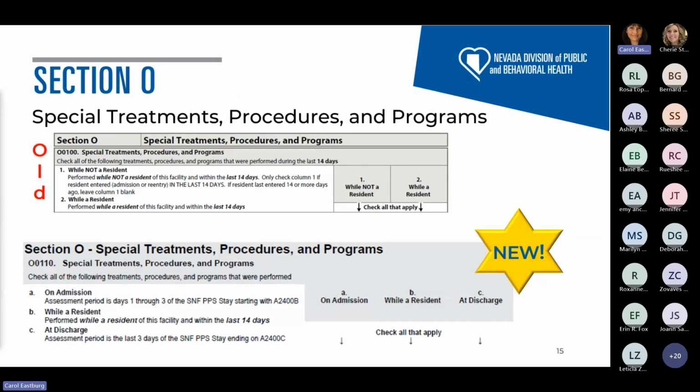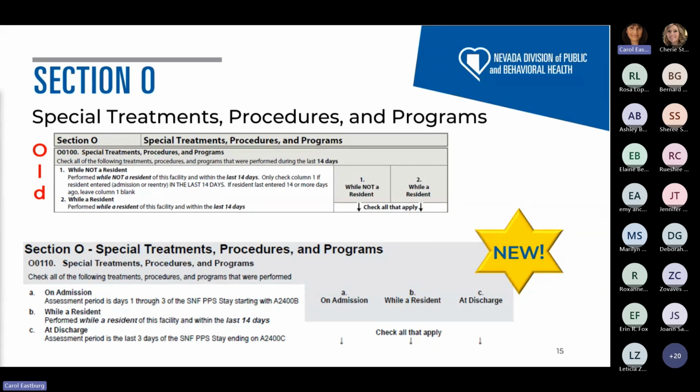Okay. The last time we ended with section N, so today we'll pick it up at section O, special treatments and procedures. As I'm sure you've noticed by now, since we're already 2 months into this new item set, there were some major changes made in this section.